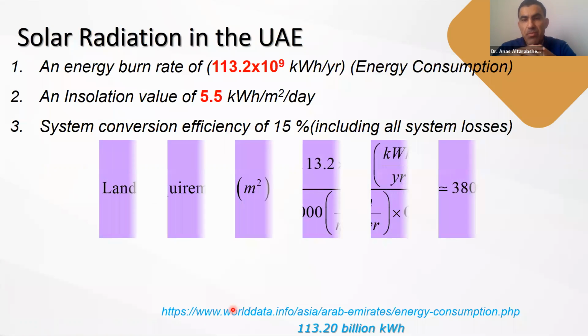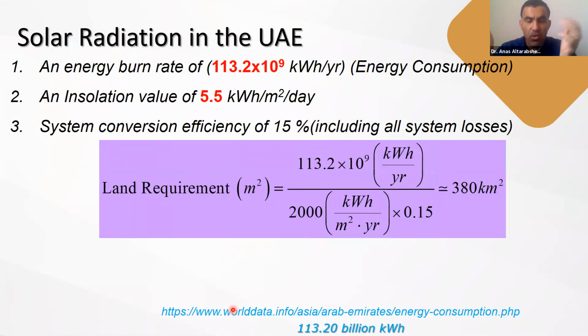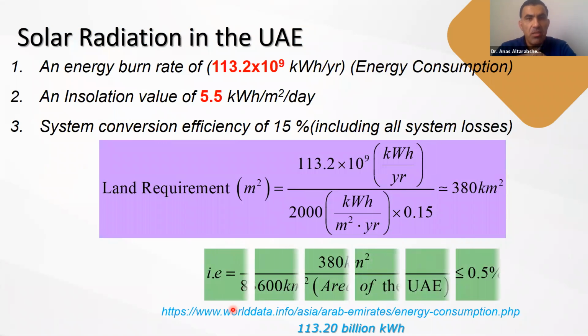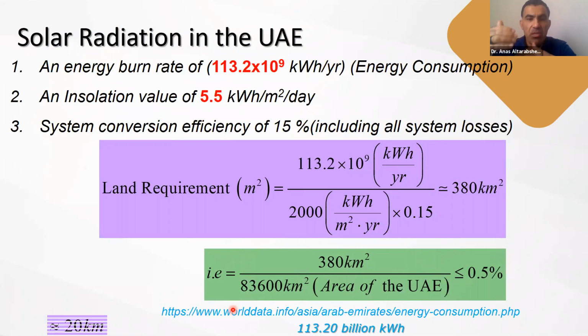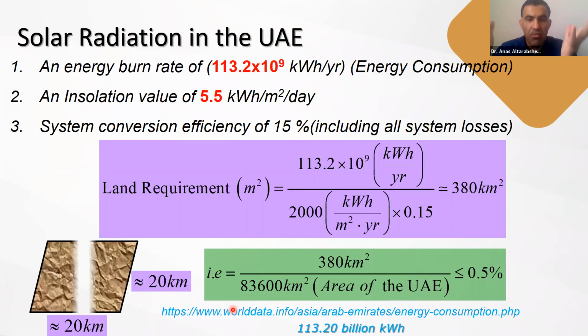Now here I'll give you an example for the whole country. The question here: can we calculate how much solar energy we need to cover the whole country's needs? We can answer this question by knowing how much the energy consumption is in the UAE. So here I found the consumption to be about 113 billion kilowatt hours per year. Now, assuming the peak sun hour, or we can call it the insolation value, is 5.5.